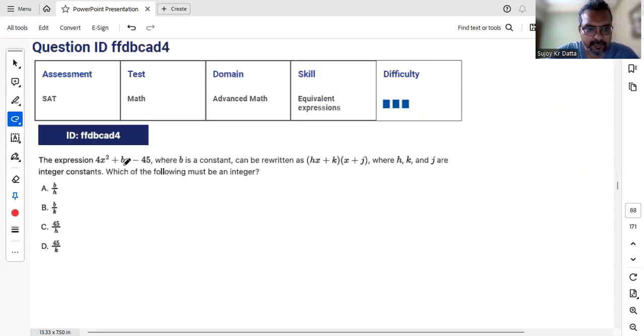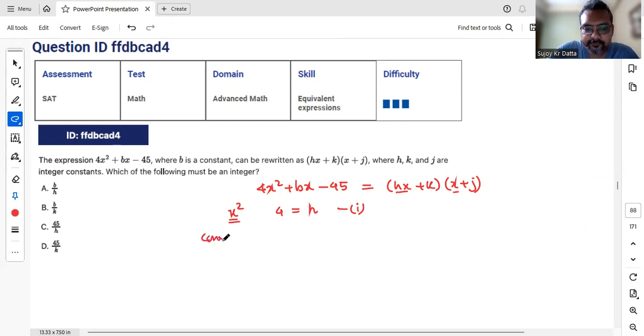So this is a constant equation where b is a constant and we have factorized it like this. They are integer values. So we are saying that 4x squared plus bx minus 45 is the same as hx plus k times x plus j. If I compare the x squared term, on this side you have 4, and on this side you will get x squared only by multiplying these two. So that would be h. That's number one.